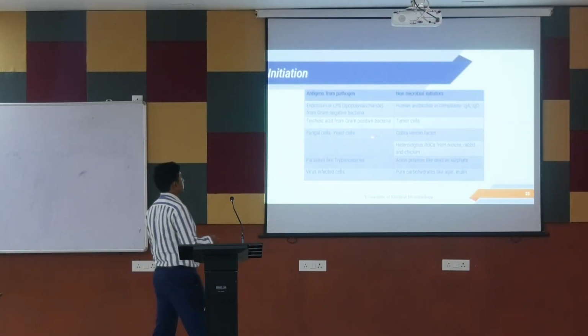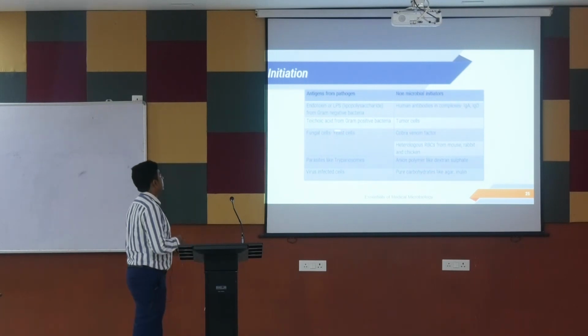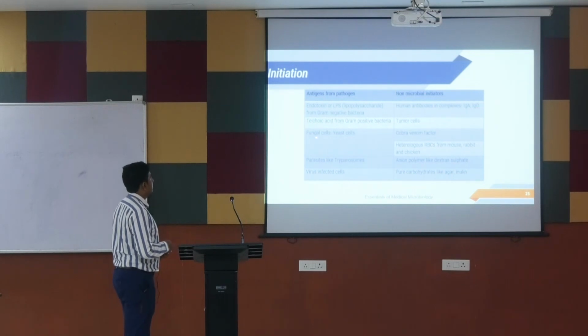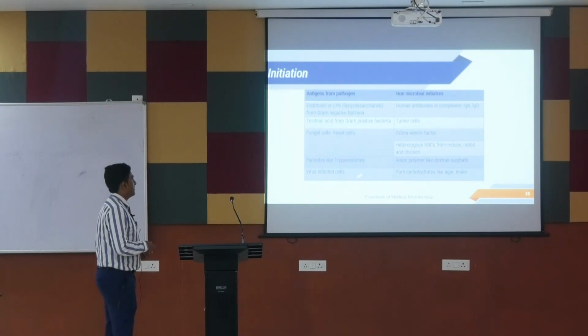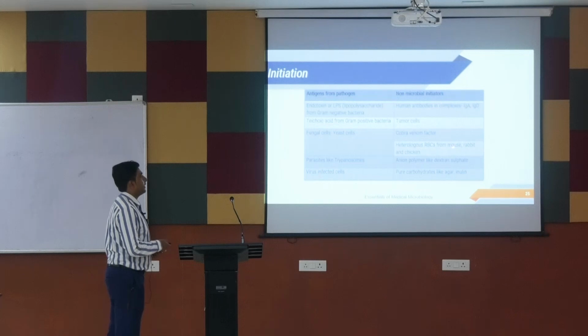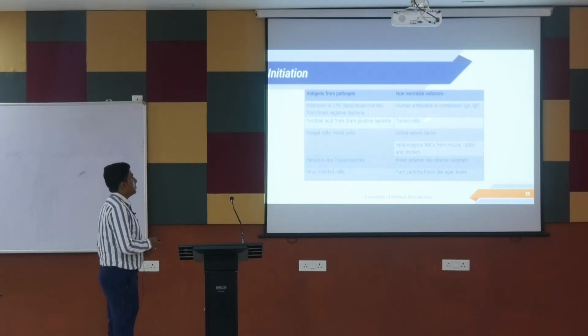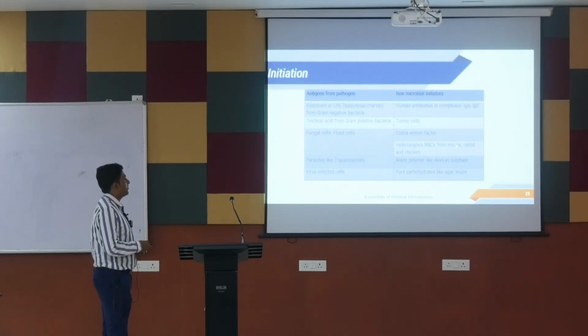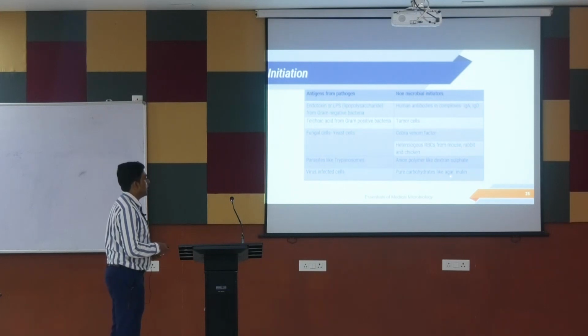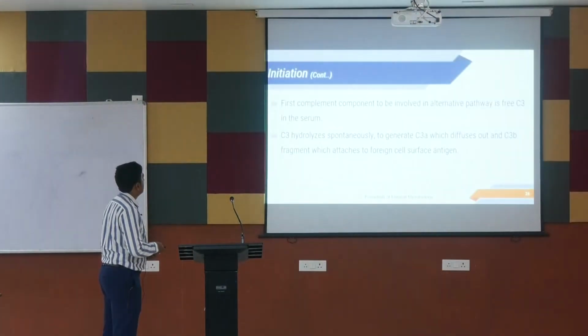অ্যান্টিজেন্স আর নন মাইক্রোবিয়াল ইনিশিয়েটরস। কি অ্যান্টিজেন্স গুলো? এন্ডোটক্সিন ফ্রম গ্রাম নেগেটিভ ব্যাকটেরিয়া, টিকোইক অ্যাসিড, ফাঙ্গাল সেলের ইস্ট সেলস, প্যারাসাইটস অ্যান্ড ভাইরাস ইনফেক্টেড সেলস। আর নন মাইক্রোবিয়াল ইনিশিয়েটরগুলো কি? হিউম্যান অ্যান্টিবডি, টিউমার সেলস, কোবরা ভেনাম ফ্যাক্টর, অ্যানিয়ন পলিমার আর পিওর কার্বোহাইড্রেটস লাইক agar and inulin.